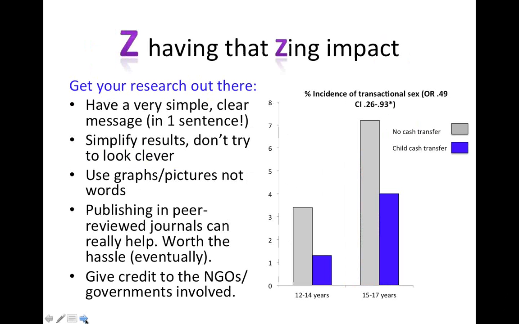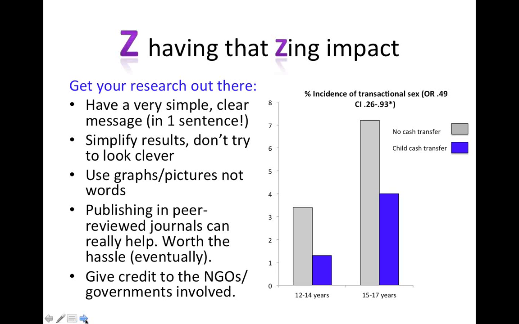The last thing is about how you present and having that kind of zing impact that can really make a difference. Well, I think the single most important thing here is to have a very simple, clear message. If you look to the right, the message here is that if you give children a child support grant, an unconditional cash transfer, for girls, it reduces the rates of transactional sex by half. That's your simple, clear message. If it's that simple and that clear, people will get it and understand it. If people didn't understand that, do let me know. But that can be really helpful in conveying what you're getting across. The more complex we make it, the less likely people are to get it.